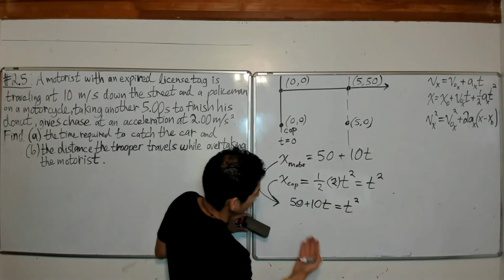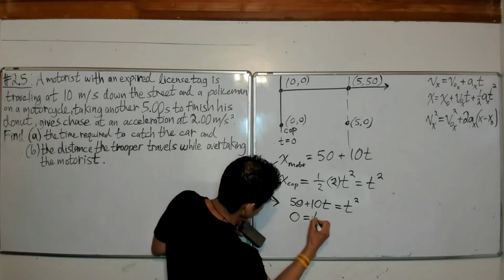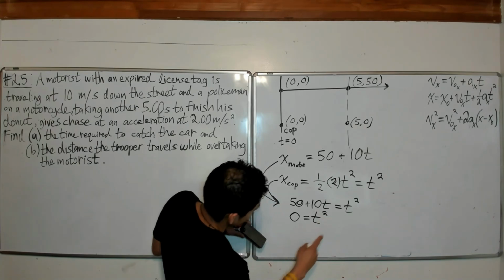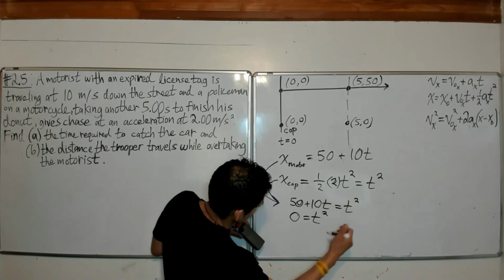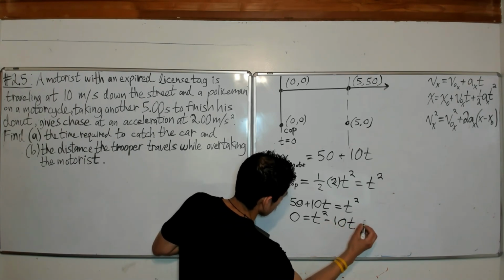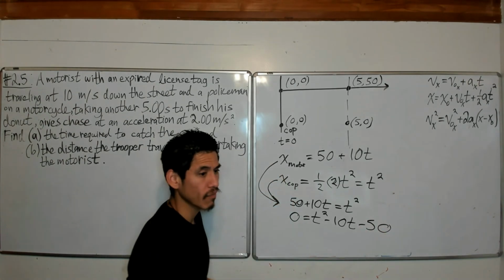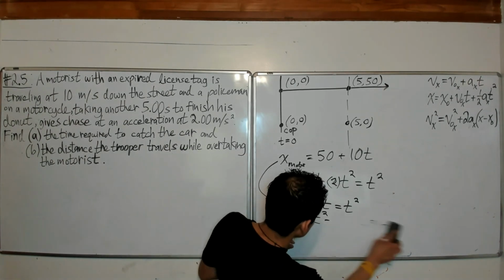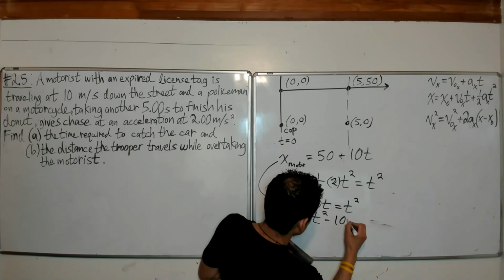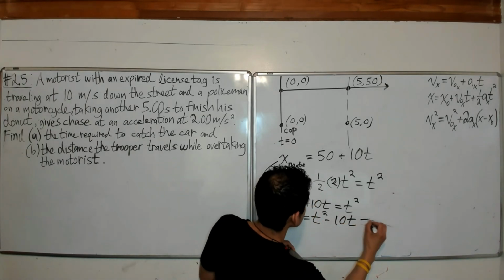Now a quadratic equation is on our hands, so let's see how this goes. Let's bring this stuff to the right. So we have 0 is equal to t squared minus 10t minus 50.